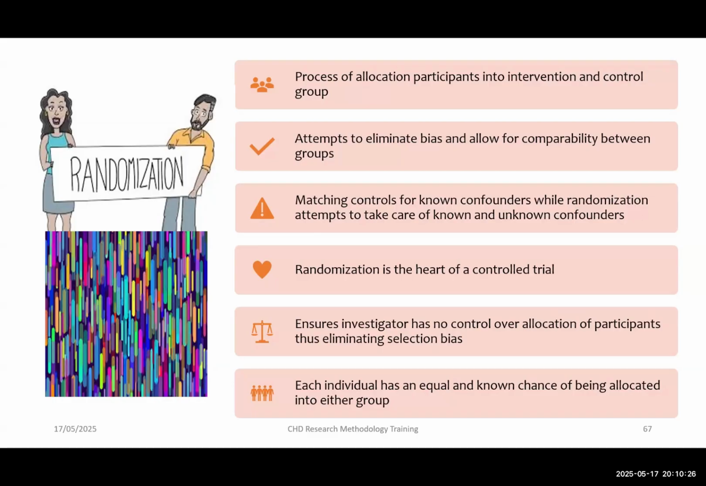So whatever the confounder is in A can also be in B, and so that kind of crosses out. Randomization is the heart. That's the main distinguishing factor of an RCT or a controlled trial. Investigators have no control over those who are allocated to the control group and those who are allocated to the intervention group. So each subject included has a known and equal chance of being allocated to either group.